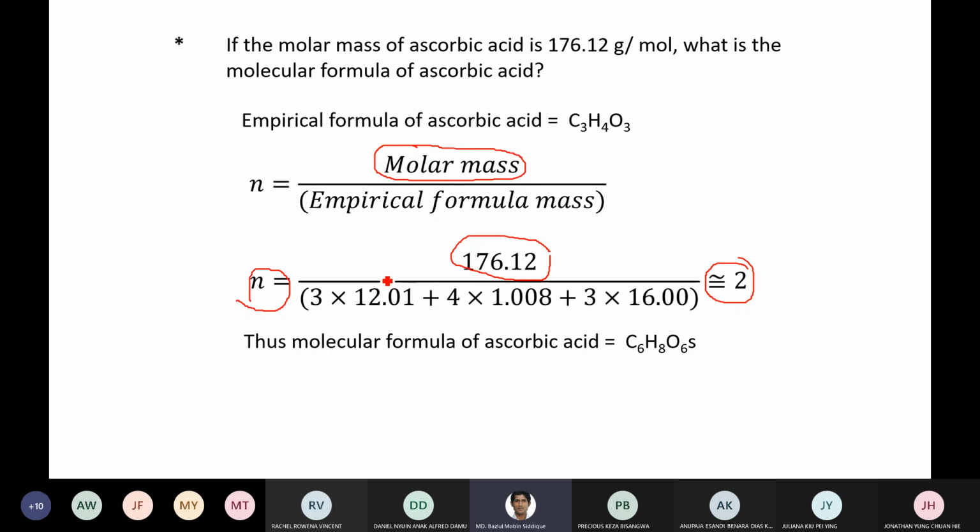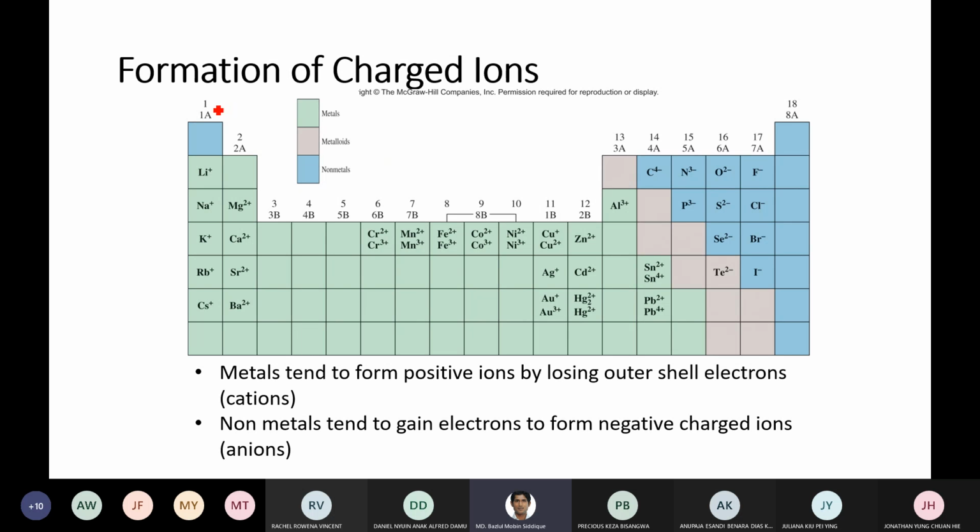So the molecular formula of ascorbic acid will be C6H8O6. So this should be the molecular formula, so that we know that in one molecule of ascorbic acid there are 6 carbon, 8 hydrogen, and 6 oxygen atoms. So this is how we should find the molecular formula for it.